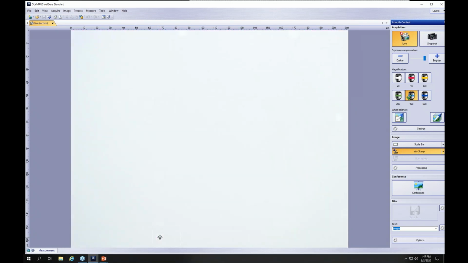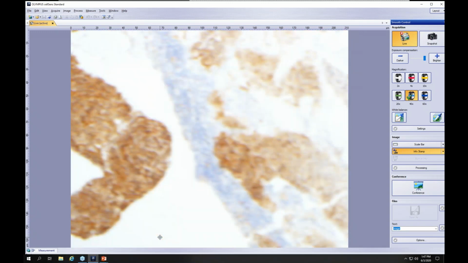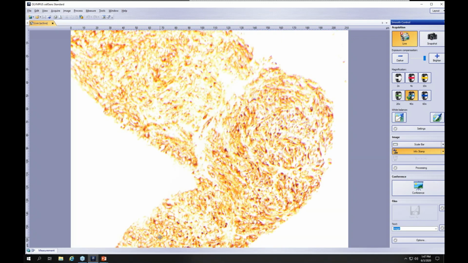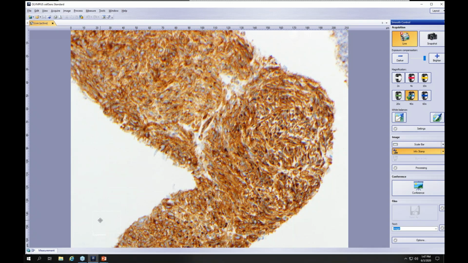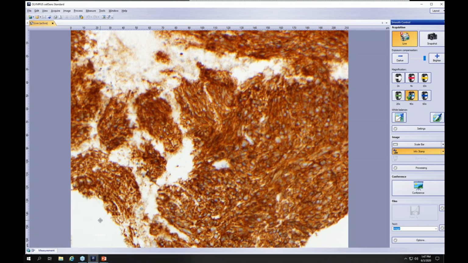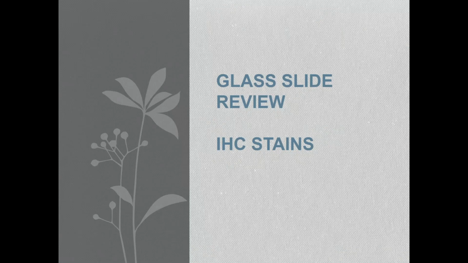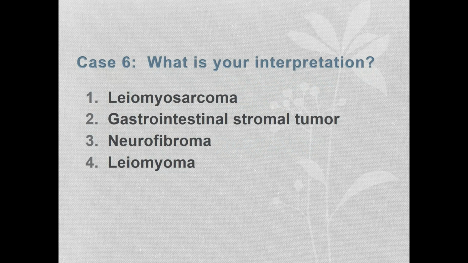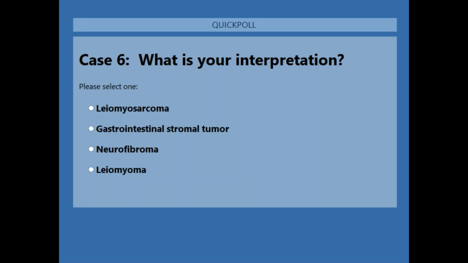We performed an SMA. This is the C kit. My box keeps getting in there. There we go. So the C kit shows positivity, as well as the DOG1, which additionally shows positivity. So what is your interpretation on this case? Leiomyosarcoma, gastrointestinal stromal tumor, neurofibroma, or a leiomyoma?